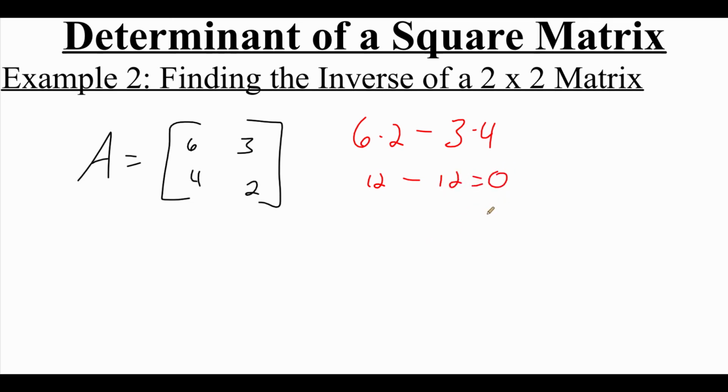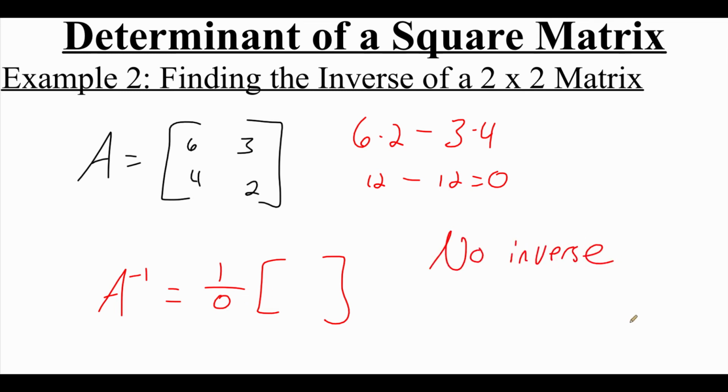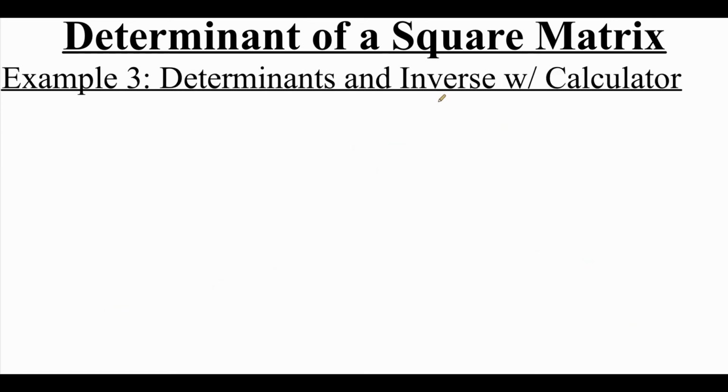Because we get 0 as the determinant, that means that this matrix does not have an inverse. And the reason why we're not going to have an inverse is because as we're doing this inverse for matrix A, the very first thing we do is 1 over the determinant times this matrix. Well, we just put 1 over 0, and we're not allowed to have 0 on the denominator of a fraction, so this is an undefined value. So there is no inverse.